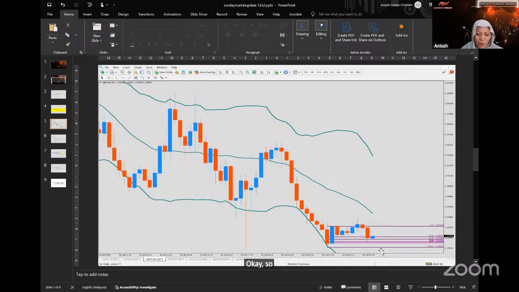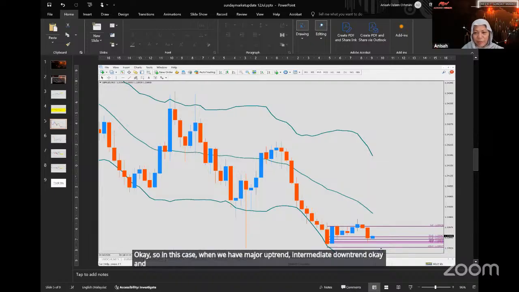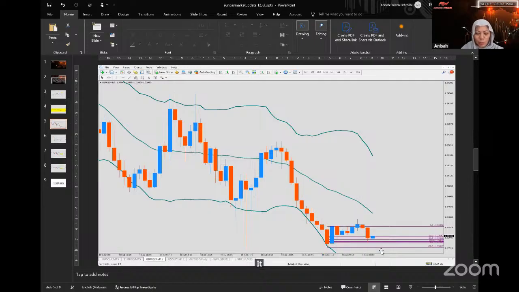So in this case, when we have a major uptrend, intermediate downtrend, and the short-term time frame is pausing, it tried to prove that with this ranging, so the correction of that intermediate downtrend is out of steam. It could come to an end. So in this case, I am wanting to go for long.